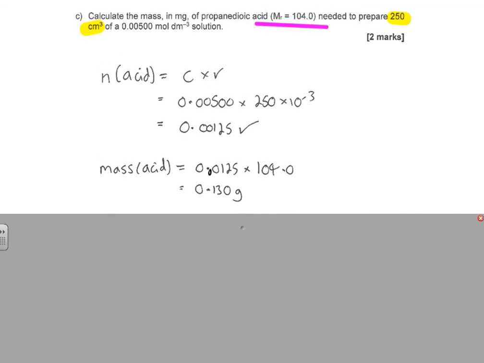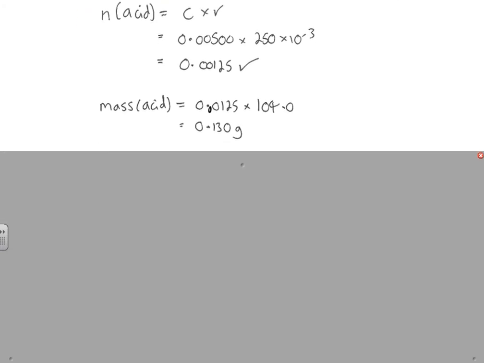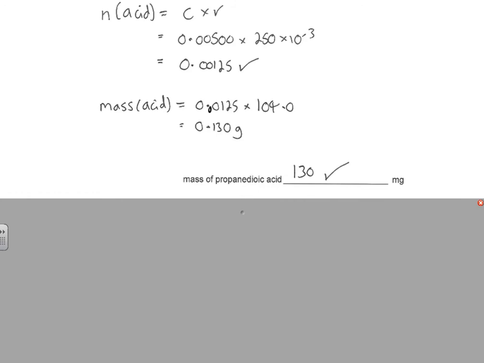Didn't draw attention to it earlier, we'll go back and have a look now. This question wants me to include a unit conversion. I need to give that mass in milligrams. I'm currently given it in grams, so when I convert it, and the conversion factor would be to times it by 1,000, I've got 130 milligrams.